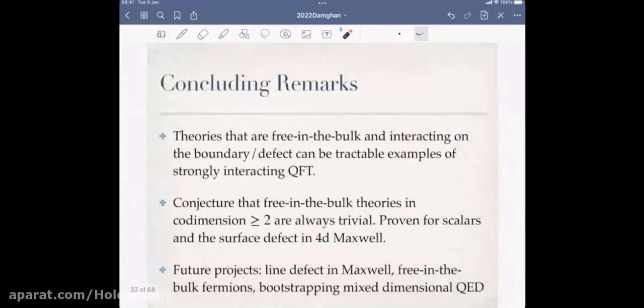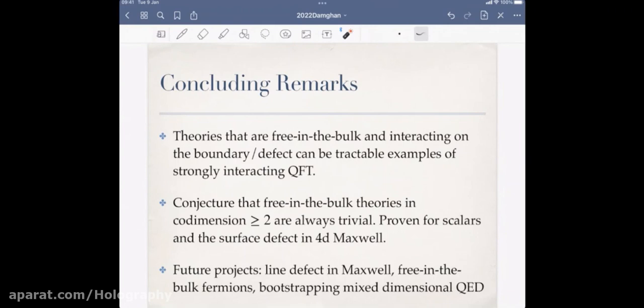So, some concluding remarks. I know I'm kind of out of time. The theories that are free in the bulk and interacting on the boundary, or defect, I think they can be nice, interesting, tractable examples of strongly interacting quantum field theory, where the strong interactions are on the defect.